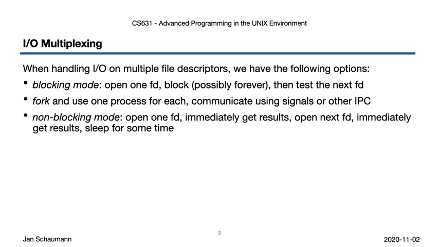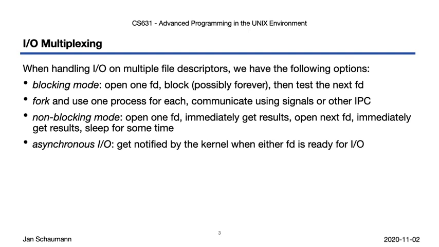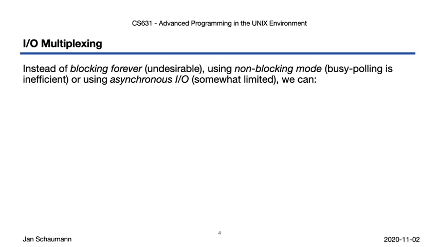We could try non-blocking mode, something we'll discuss in a bit more detail in a future lecture. But in a nutshell, if we mark the file descriptor as non-blocking, then any call we make will return immediately and we can move on if it's not ready for I/O. Or we can use asynchronous I/O, another form of I/O we'll discuss in more detail in the future as well. This approach requires us to get notified by the kernel when the file descriptors we're interested in are ready for I/O. But each of these options has at least some drawbacks.